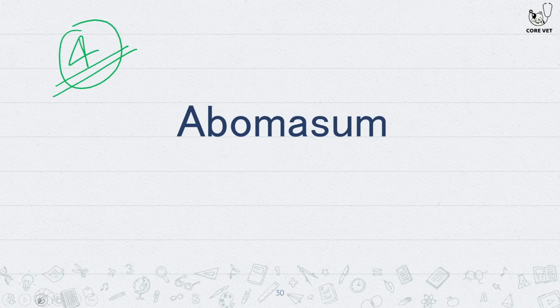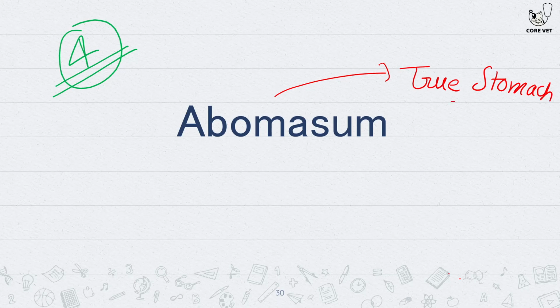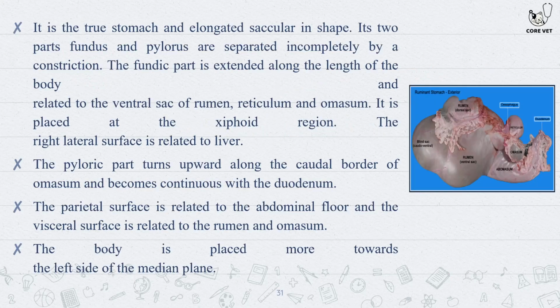Now coming on to the fourth and last compartment of the stomach of the ruminants, which is the abomasum. So the abomasum, it is what? The true stomach. Earlier, the three were the forestomachs, and this is the true stomach. It is elongated and saccular, meaning it is a sac-like structure. It has two parts, the fundus and the pylorus, that are separated incompletely by a constriction.